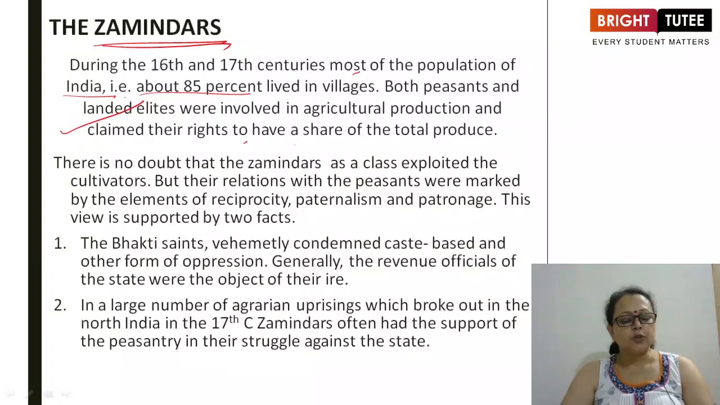Another source of power of Jamindars was that they could collect revenue on behalf of the state. This is another important work done by Jamindars, related to revenue collection. They were compensated financially for this service.